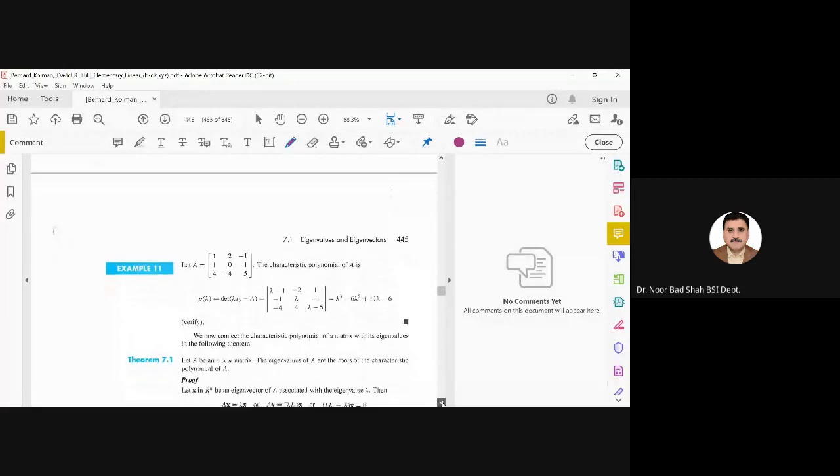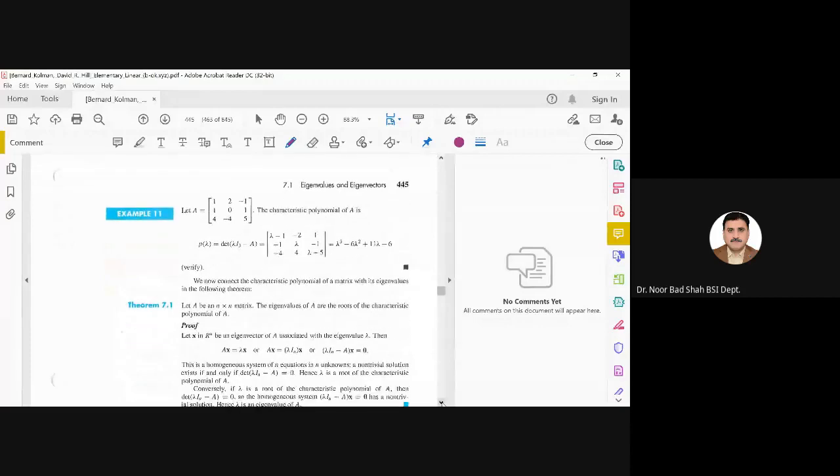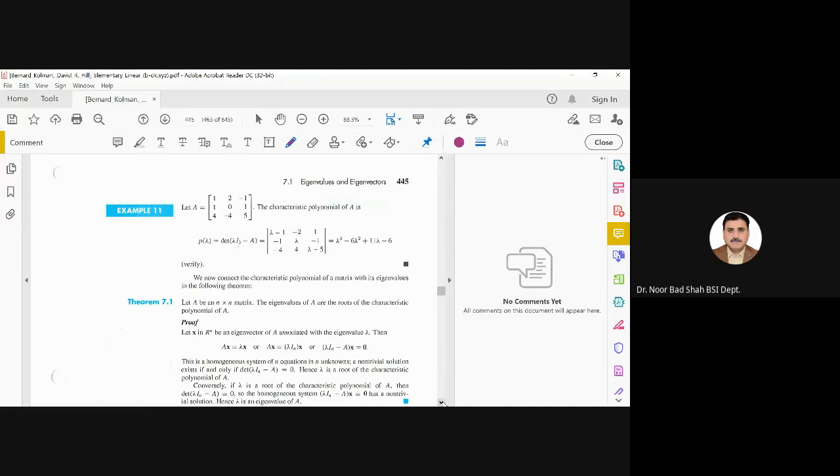So let's do another example for a 3 cross 3 matrix. Find the eigenvalues of this matrix, or the characteristic polynomial or characteristic equation. We see lambda I minus A. Lambda I minus A basically means subtracting lambda from the diagonal entries of matrix A. You can directly take 1 minus lambda, 0 minus lambda, 5 minus lambda, and the rest is the same. Take the determinant and equate that to 0.